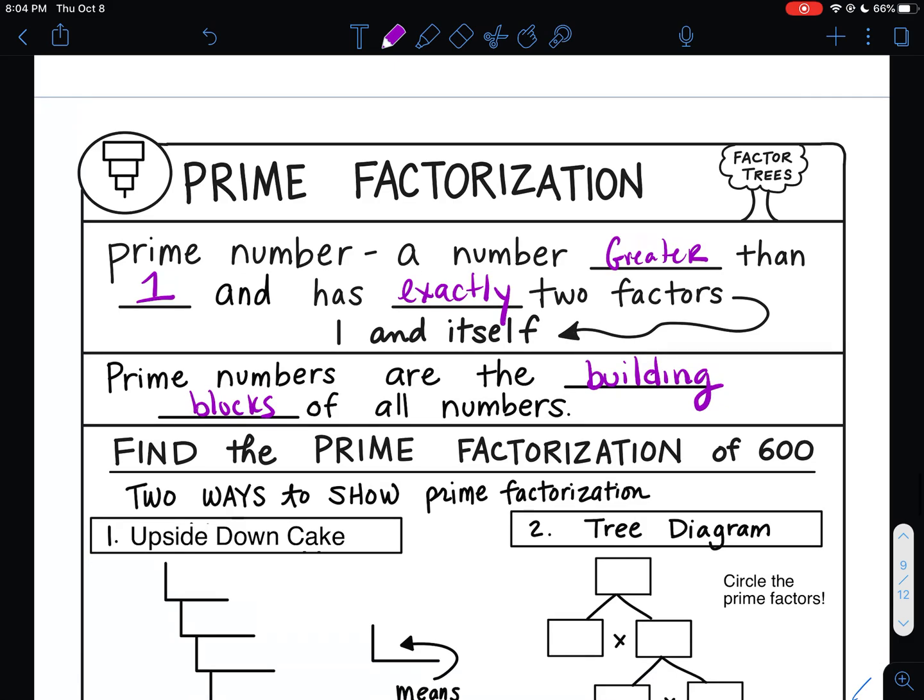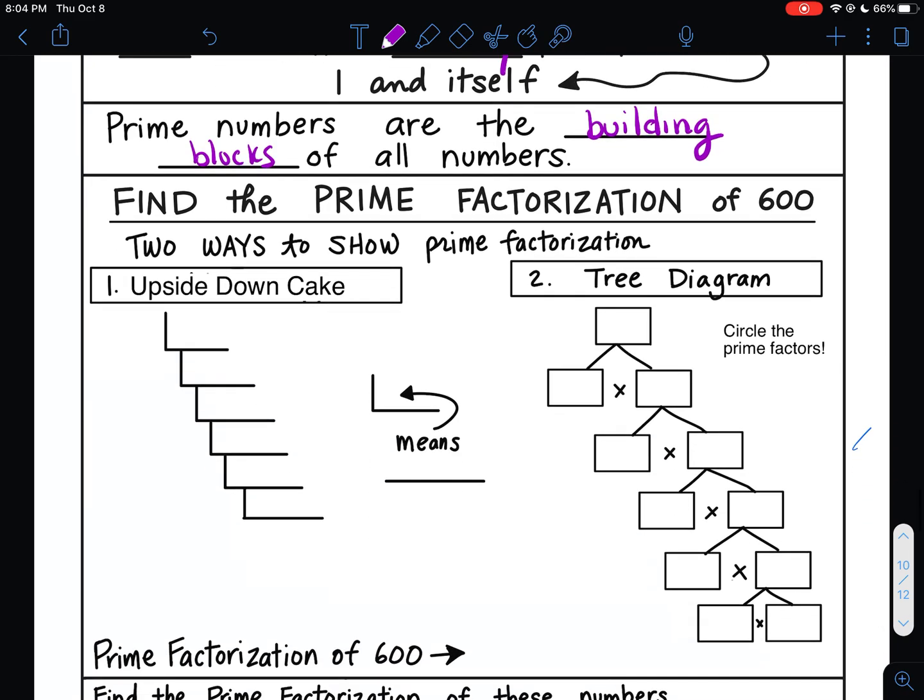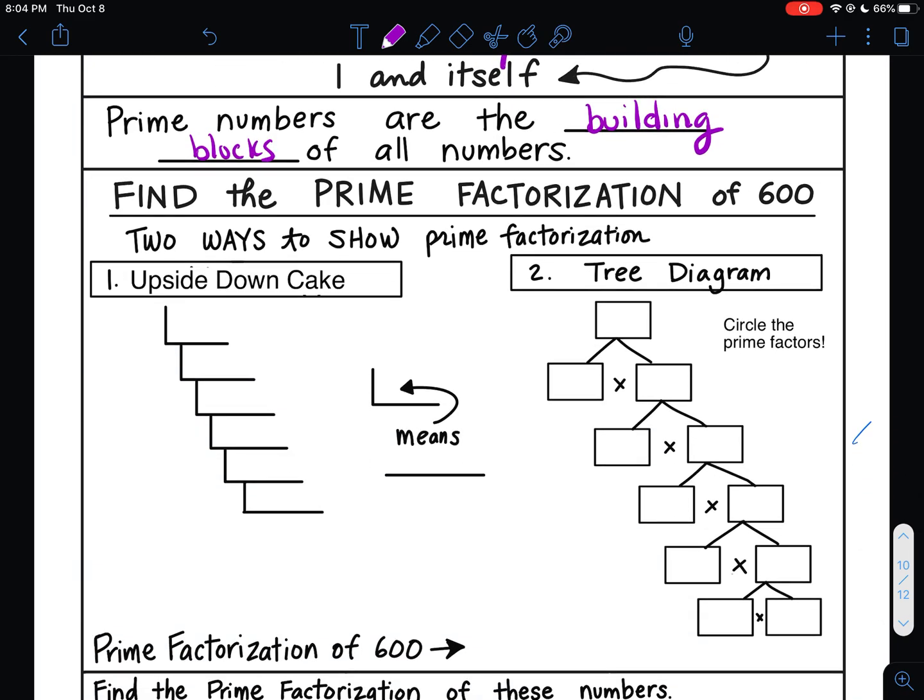So we are actually going to find the prime factorization of 600. So that one you obviously just can't do in your head like 4. So I'm going to show you 2 different strategies that you can use for this. So I will say that the upside down cake is my favorite. I think it's very straight to the point. It's the easiest to keep organized. So I'm going to suggest you use the upside down cake moving forward.